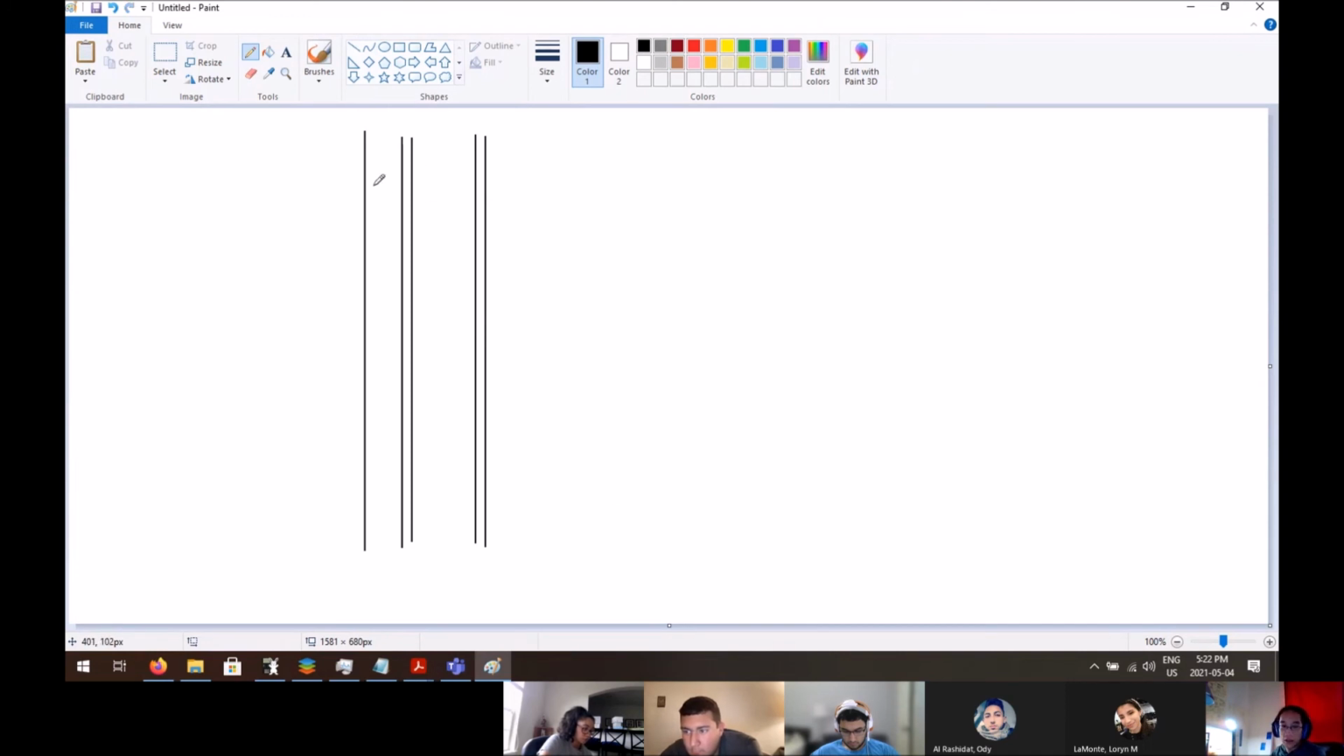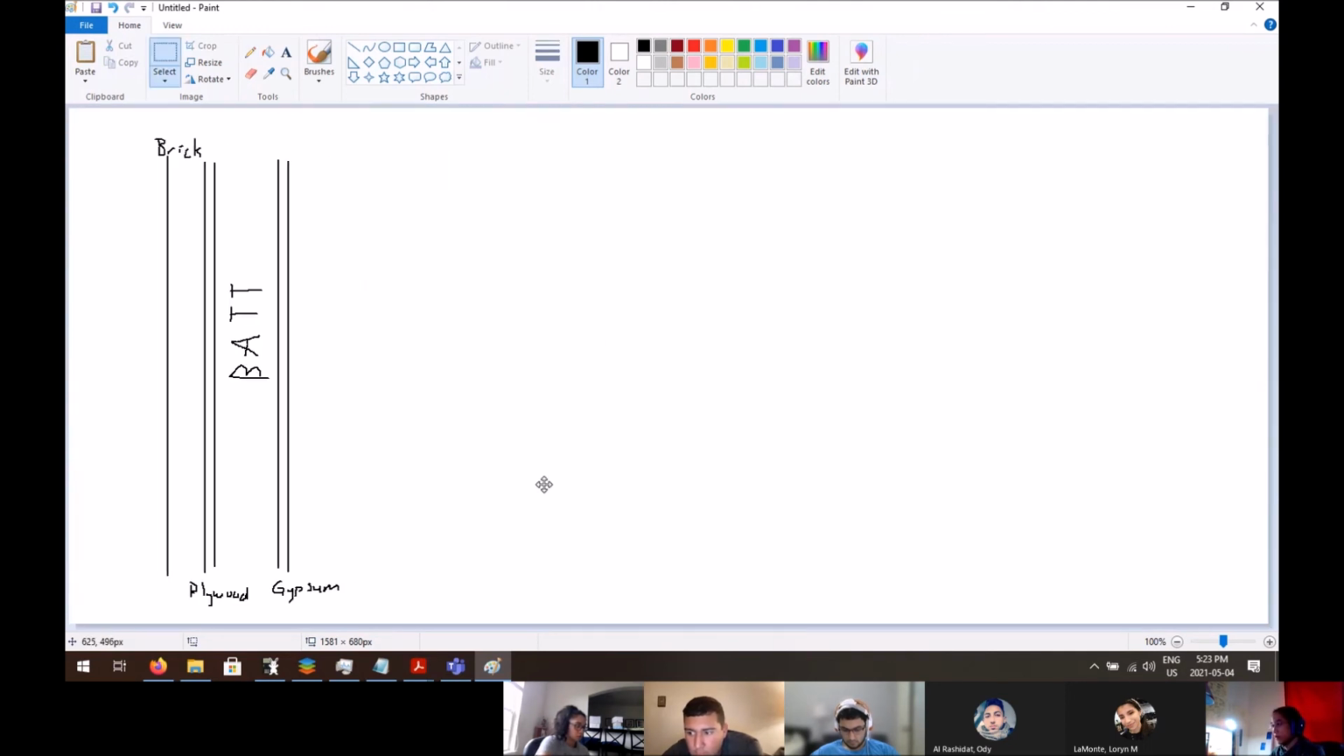So we just have bricks. We have a brick veneer. We have a thing of plywood. We have our bat insulation, bat right here, including our studs. And then we also have our gypsum board. Right, so fun stuff, right?